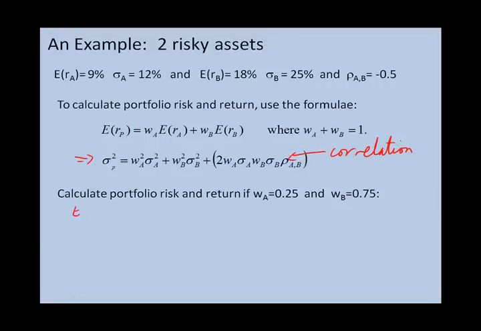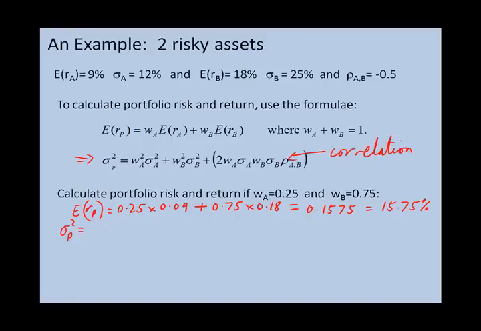First, let's consider expected returns on the portfolio. We invest 25% in stock A times the expected return, which is 9%, plus we invest 75% in stock B times the expected return on stock B, which is 18%. If we do that calculation, we get the expected returns on the portfolio are equal to 15.75%. Now let's think about the risk of this portfolio. Again, we just plug in the numbers.